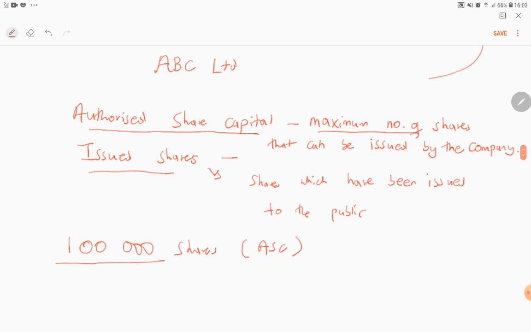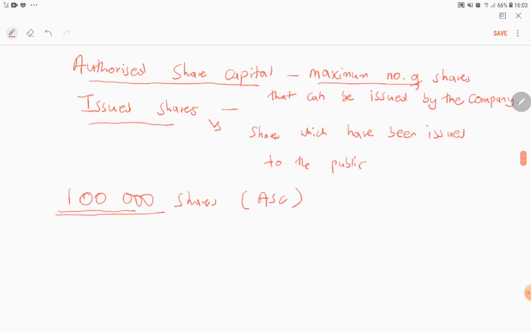And this figure can change as the company grows. The shareholders can decide to amend it, because it is decided when the company is being incorporated, when the company starts. Hence it is included in the memorandum of incorporation. So authorized share capital is the maximum number of shares that can be issued by the company to the public.